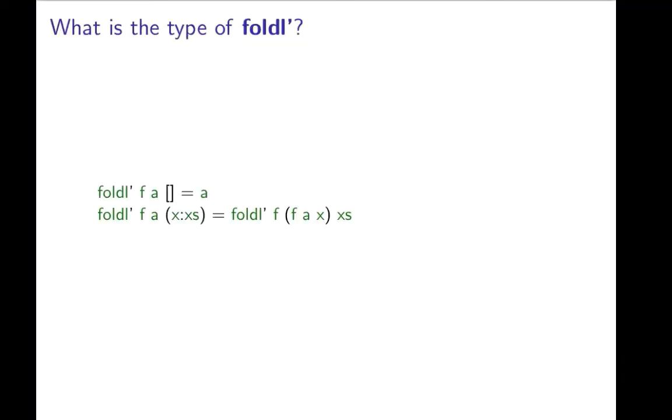Now, what is the type of foldl prime? Foldl prime is a higher order function. Its first argument is a function f, and f is a function that takes two arguments. We see that here f is applied to an a and an x. So this function must have type t1 to t to some t2 here. And then we also see that the next argument to which foldl prime is applied is the initial value, and the type of the initial value must then be t1.